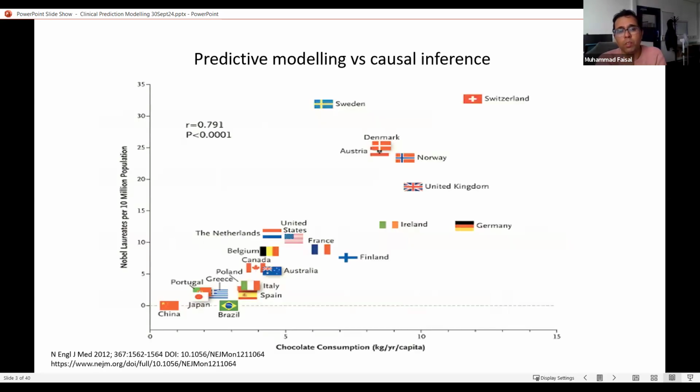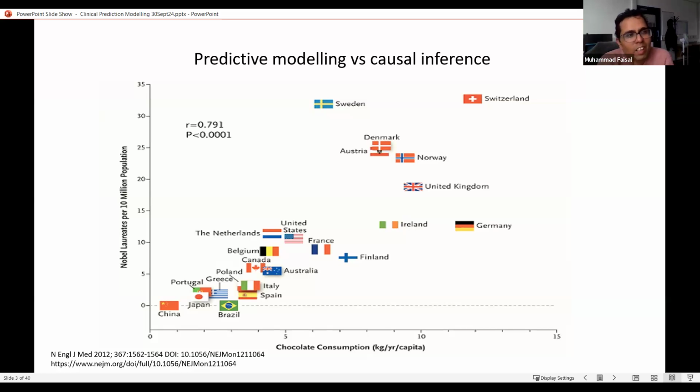Some of these examples are published in well-known, reputed journals, such as the finding that chocolate consumption is associated with the number of Nobel laureates. Maybe you have seen this before, but that is just a correlation. If R is near 1, we say it is highly correlated, and positive means that as a country consumes more chocolate, it has more Nobel laureates compared to the rest.